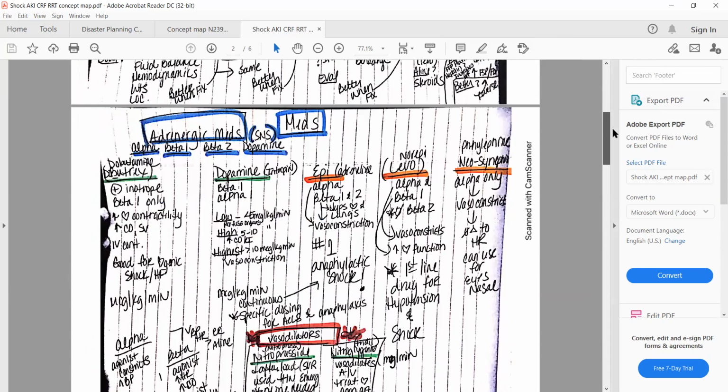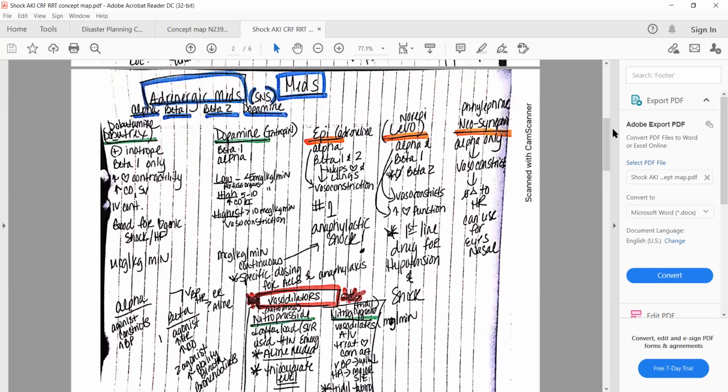Okay, so then let's talk about these meds. I'm going to buzz through these really quickly because you guys know these.